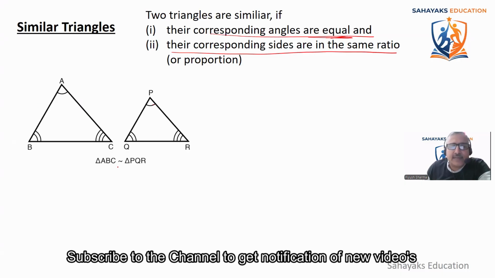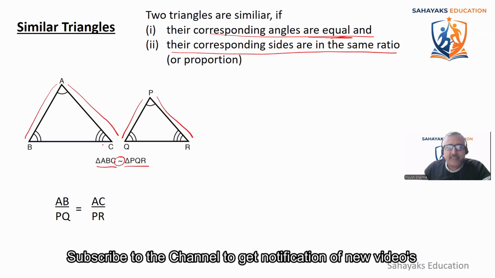So we can say triangle ABC is similar to triangle PQR. You can see this is the symbol of similar which is used here. So these two triangles are similar to each other. In such cases, AB by PQ is equal to AC by PR is equal to BC by QR. So the sides are in proportion. Then only it is similar.